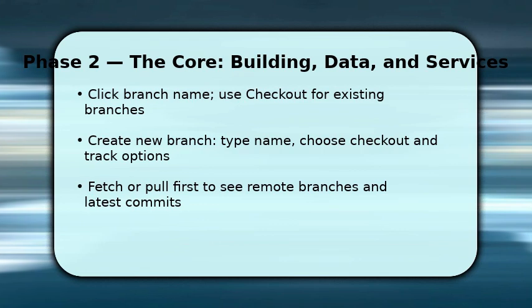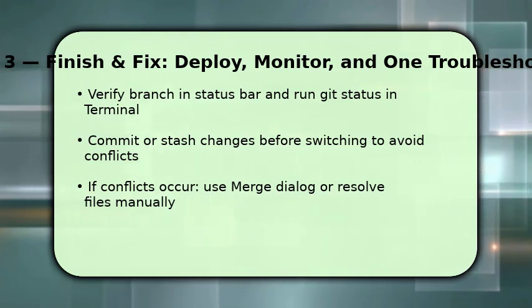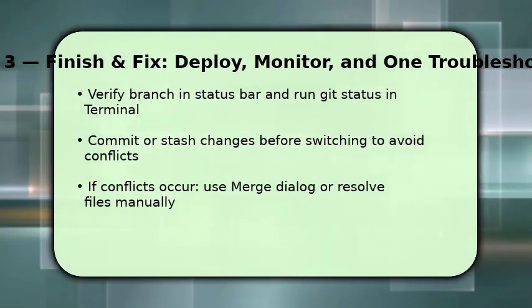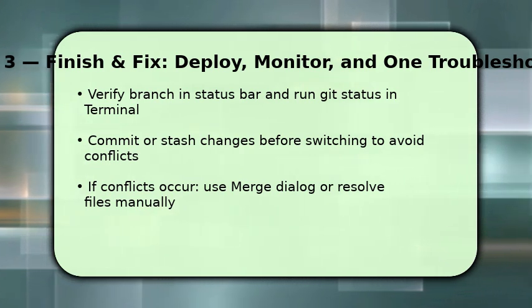You finish by confirming the active branch in the IDE status bar and running git status in IntelliJ's terminal for a clear state. If you had uncommitted work, commit or stash before switching to prevent conflicts. Stashing preserves changes without committing.